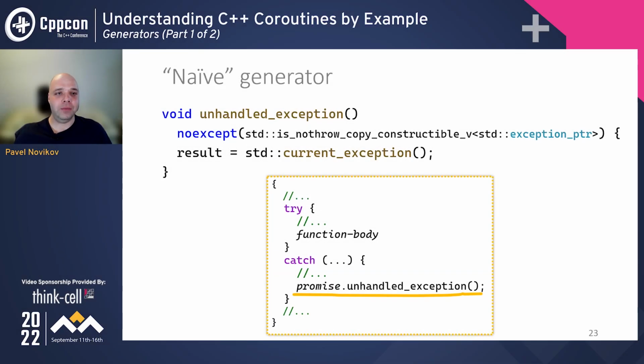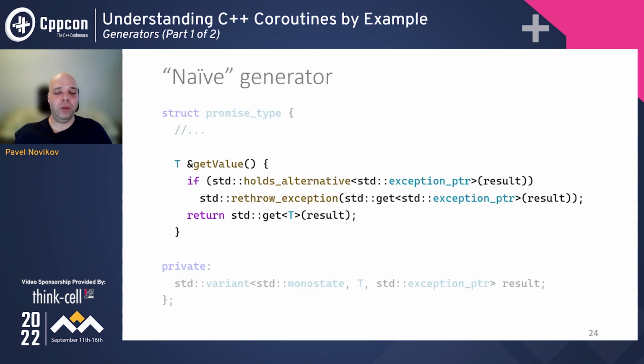Okay, let me refresh what we see in this slide. In case of an exception that can be thrown in the function body, it is caught, and the unhandled_exception function is called on the promise object. And in our case, we just store this exception as an exception pointer that we can later access and, for example, rethrow.